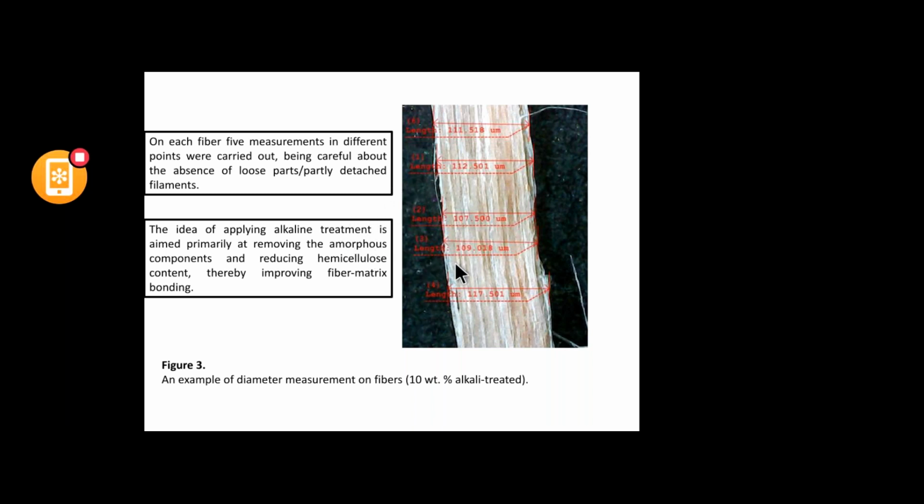Then after that, the density. The density and diameter measurements were carried out before the tensile test, to maintain the property of the specimen for analysis. The idea of applying alkaline treatment is aimed primarily at removing the amorphous components and reducing the hemicellulose content, thereby improving the fiber and matrix bonding.